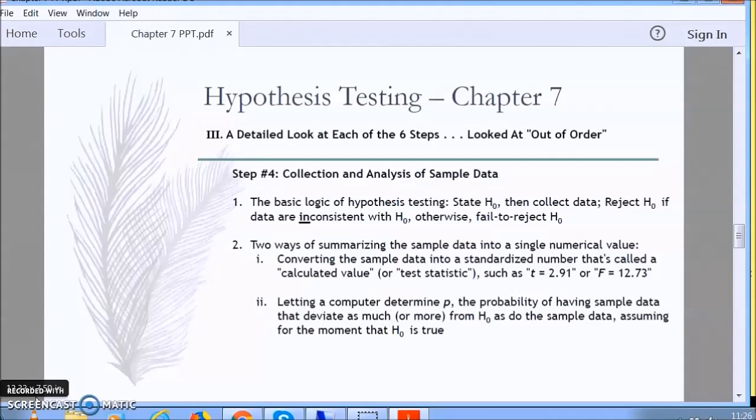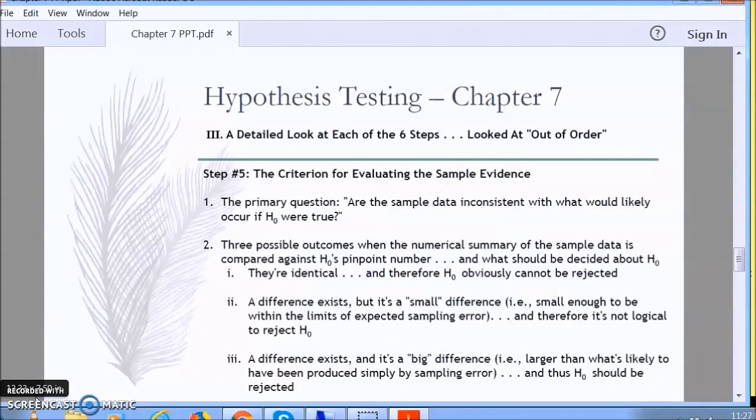So remember what we have just talked about. We have talked about stating the null hypothesis, stating the alternate hypothesis, our final decision, step 6, and collection and analysis of sample data. Now we are going to talk about step 5, the criteria for evaluating the sample evidence. You have to remember these two ways of summarizing the sample data, because these are the two ways that we are going to talk about in step 5.